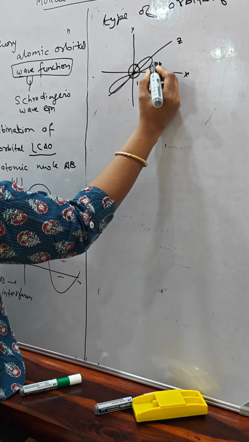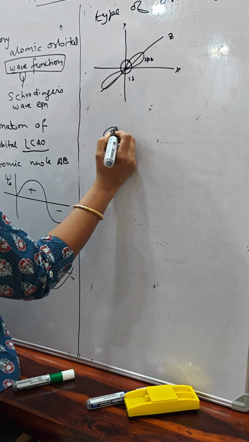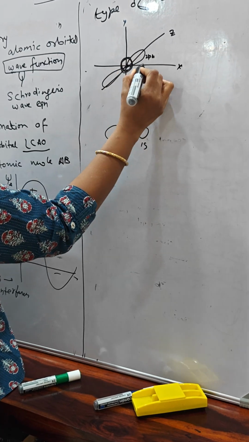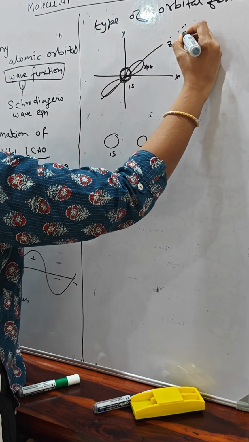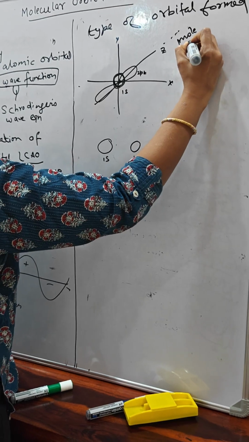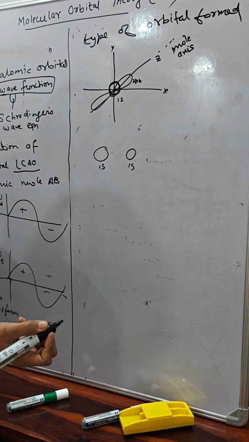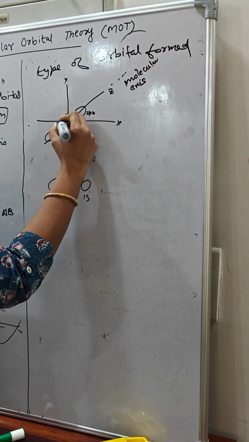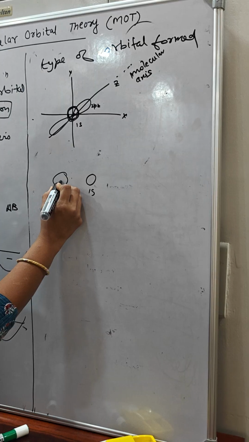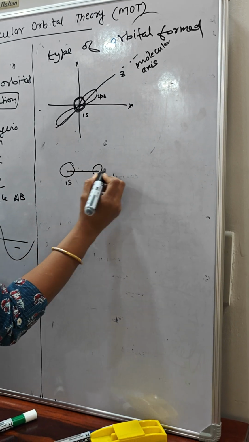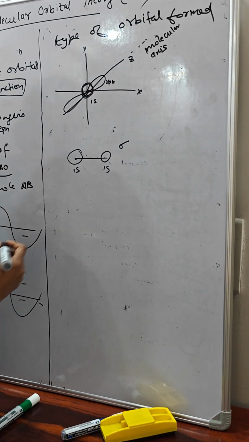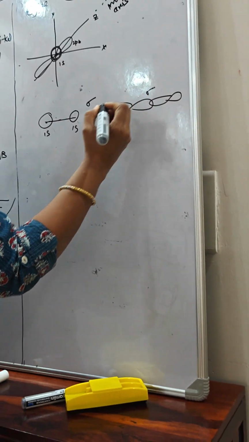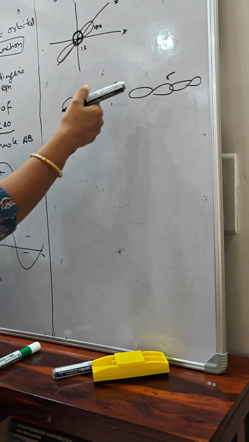So when 1s combines with another 1s, we can see there is a symmetry along what we see as the molecular axis. If we take the z axis as the molecular axis, it is symmetrical around this. So when these symmetrical orbitals combine, they will form a sigma bond. Similarly for 2pz, when they combine, it will give a sigma type of orbital.